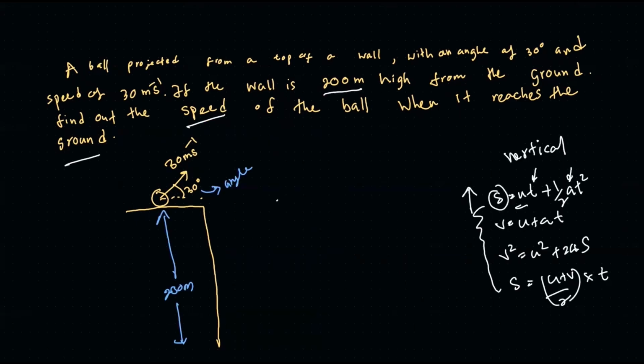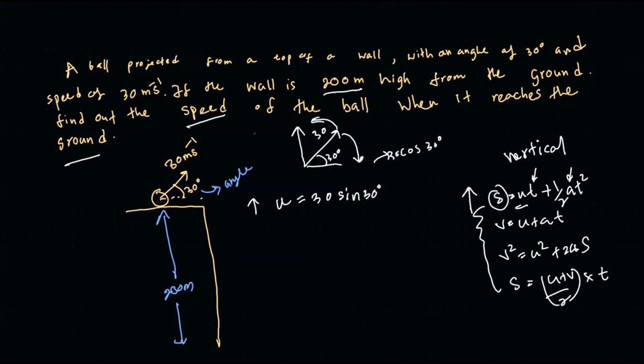That means u in this direction is 30 sin 30, right? How can we get it? If 30 is here, and we cover that angle and go in this direction while taking the component, that is cos 30. So this is 30 cos 30. And if you are opening the angle like this, then you can write 30 sin 30. So here it is 30 sin 30.